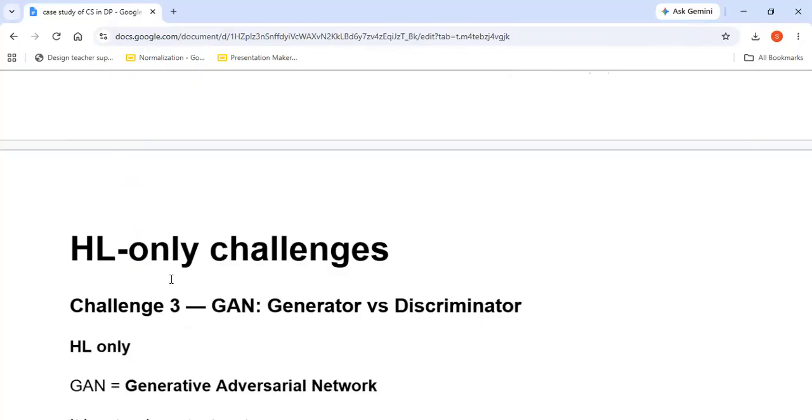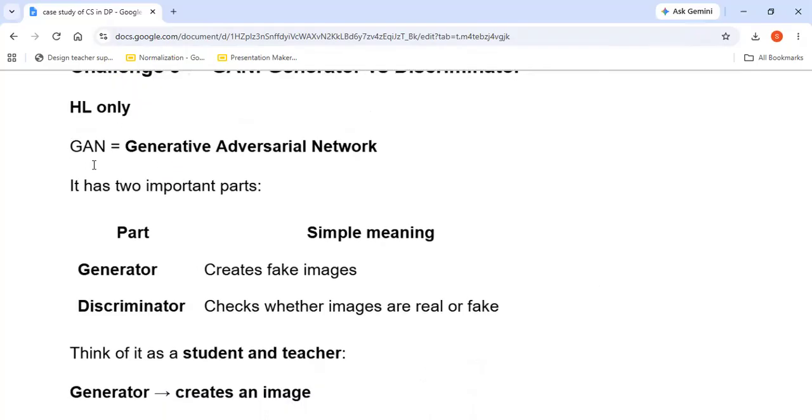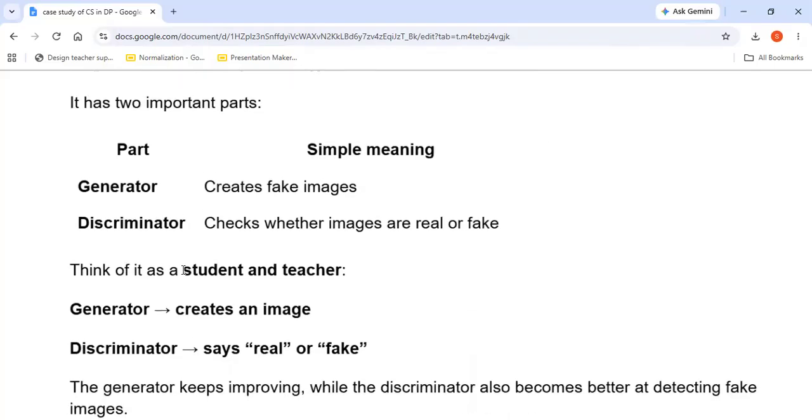Okay. And coming to HL challenges, SL students need not worry about all these things. So what is GAN? It is generator versus discriminator. It's very simple, so don't panic. GAN is nothing but generative adversarial network. Here we have two parts in this model, one is the generator, one is the discriminator. The generator programming algorithm will try to create fake images, whereas the discriminator will try to check whether those created images are real or fake. Think of it as a student and a teacher.